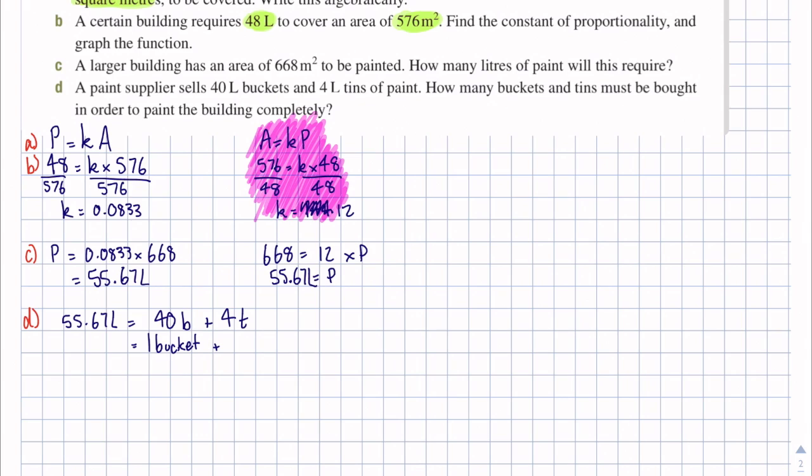And then I've got to figure out how many tins. Well, if 40 litres was in 1 bucket, then I only need 15.67 litres. And there's 4 litres in each tin, so I've got 15.67 over 4, 3 and a bit. So I need 4 tins to completely do it. If I only had 3 tins, there'd still be a bit unpainted. So I need 4 tins and 1 bucket. That's a really easy question, but I would have freaked out in an exam if I'd gotten that because I wouldn't have known what to do.